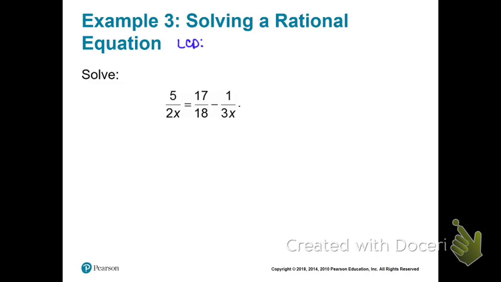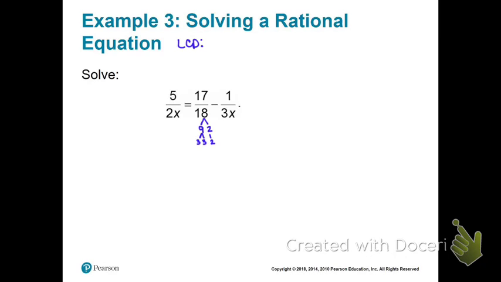Can I break down the 2? What about the x? No, so it's going to be 2x. What about 18? It's 9 and 2, and then 9 is 3, 3, and then we have a 2, right? What about 3 and x? Well, we can't break them down any, right? So now we're ready to find our least common denominator.